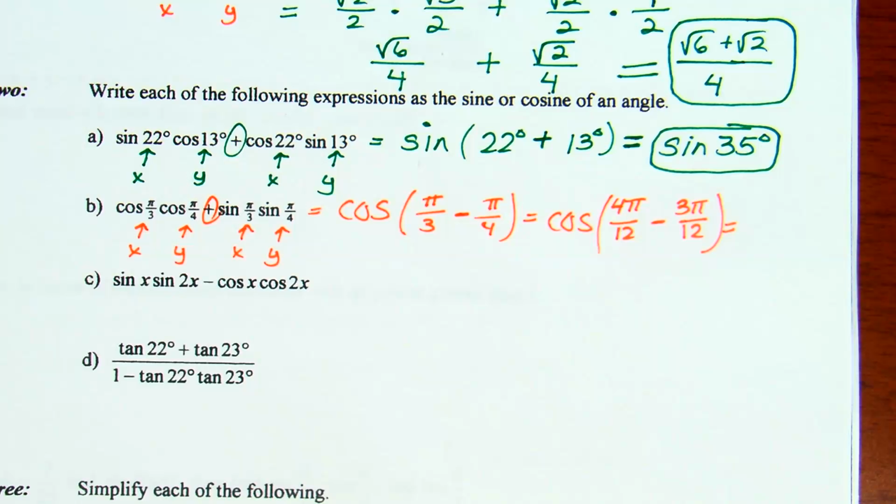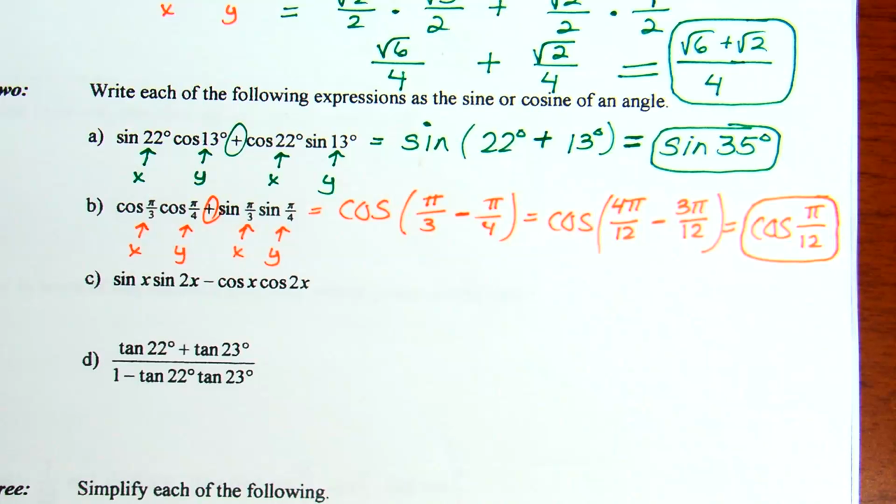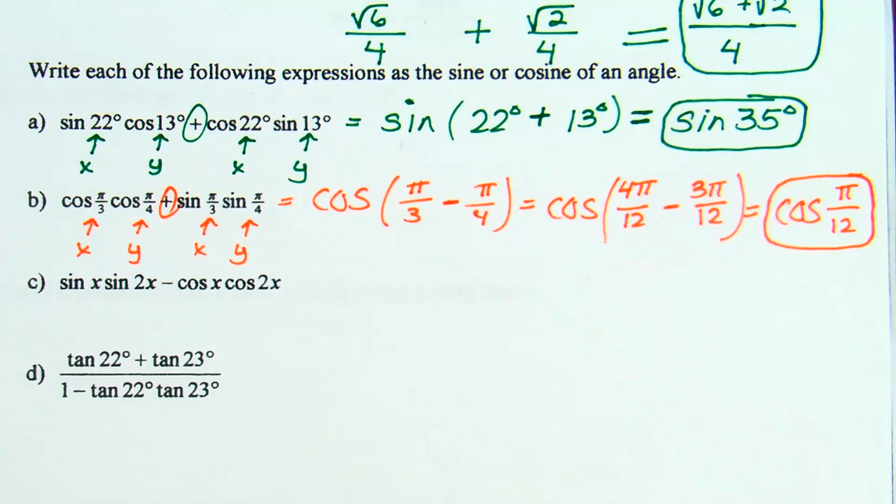In order to get from 4 to 12, we multiply by 3. 3 times pi is going to be 3 pi. So we are doing the cosine of 4 pi over 12 minus 3 pi over 12. And what is 4 pi over 12 minus 3 pi over 12? Pi over 12. So final answer, cosine of pi over 12. Please remember, if they give you degrees, you can finish in degrees. If they give you radians, you should finish in radians.